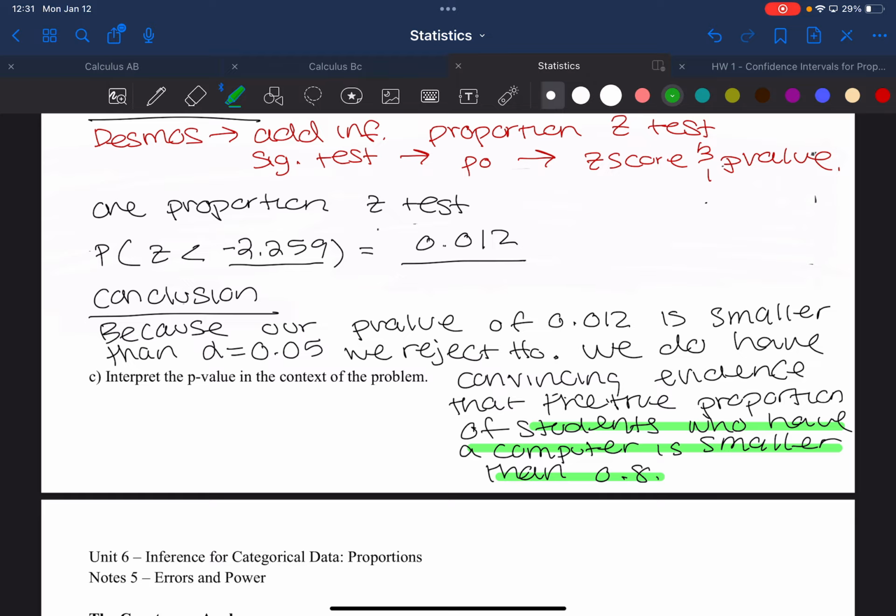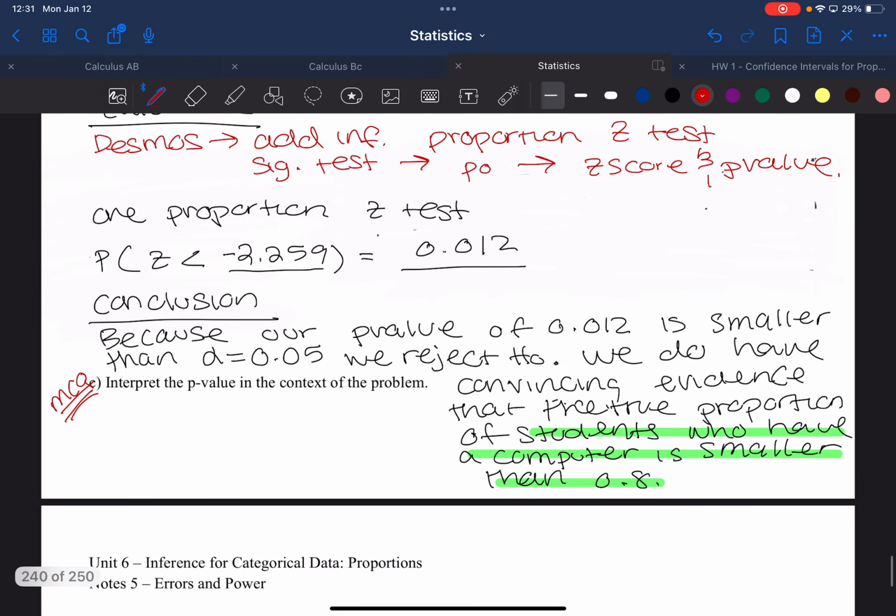This last part of the notes says interpret the p-value in context of the problem. This one is typically more of a multiple choice question, an MCQ. They have their own sentence stem for this one as well. If we're interpreting the p-value, what is the p-value? 0.012. That's the p-value, the one we found.